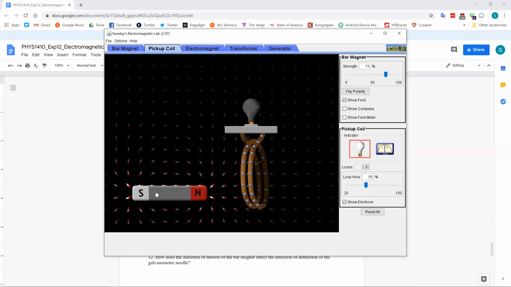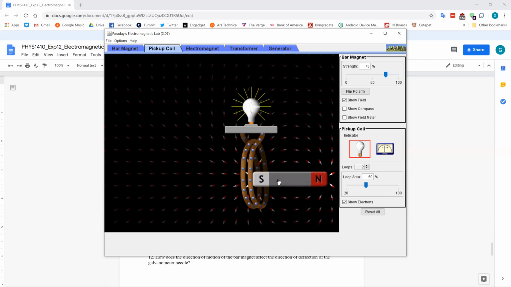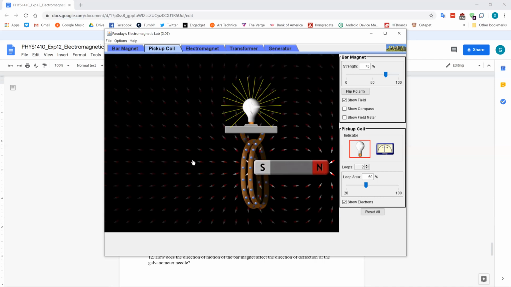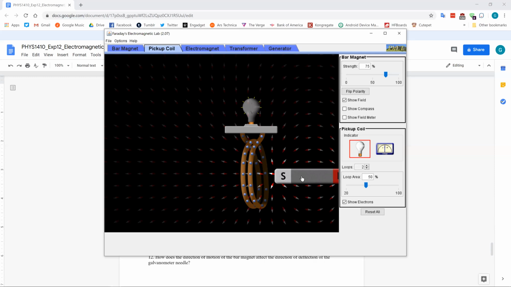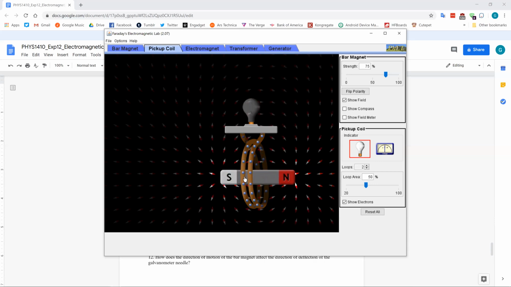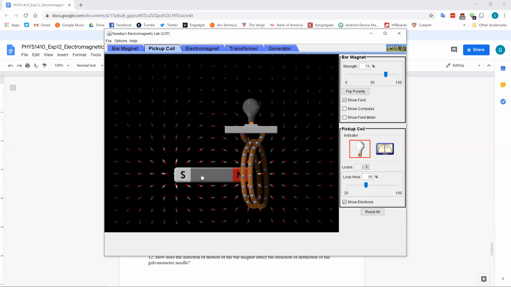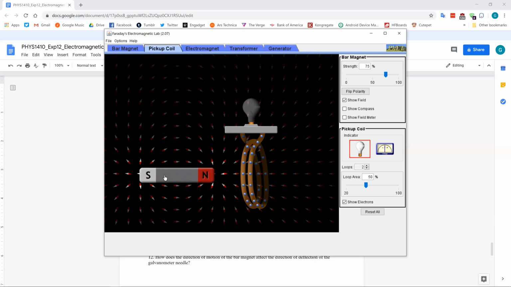So the speed at which I move this through matters because the faster I move it through, the more quickly I'm changing that magnetic flux and the bigger the voltage that the light bulb gets as a result. When I move it through really slowly, I'm making the change in flux really slow, which makes the voltage really small and the current really small as a result.